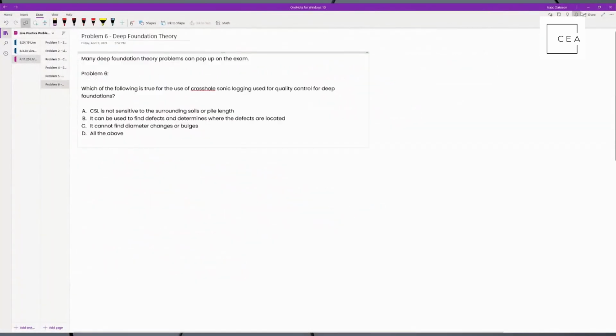All right, problem number 6. This is a theory question, deep foundation theory. Most problems I specifically remember were more theory geared on the exam dealing with these. So, many deep foundation theory problems can pop up on the exam. Here's problem number 6 that we've got for you.